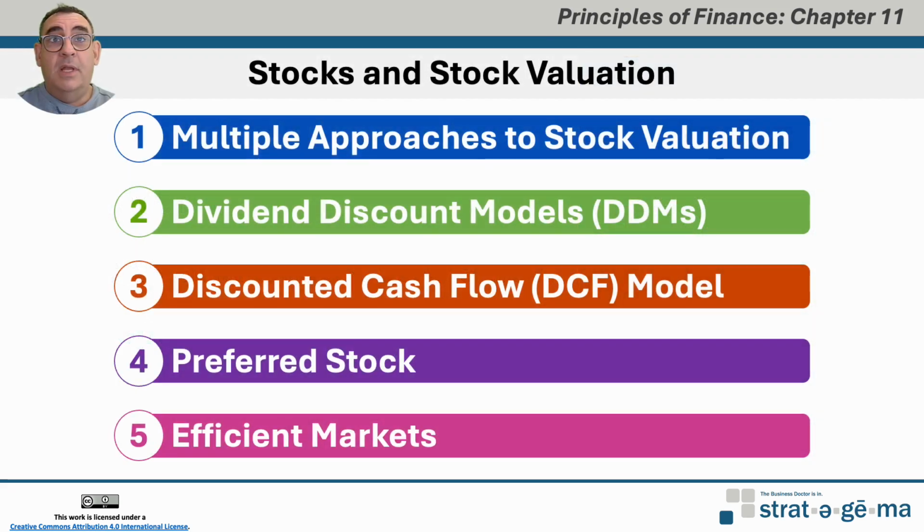So in this chapter, we'll cover 5 major areas. The first is some general approaches to stock valuation. Then we'll look at dividend discount models or DDMs, as well as discounted cash flow or DCF models, which will also apply to what we're going to cover in week 2. We'll also look at preferred stocks and efficient markets.